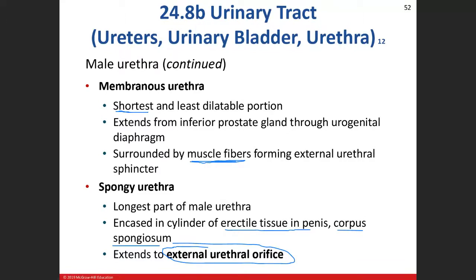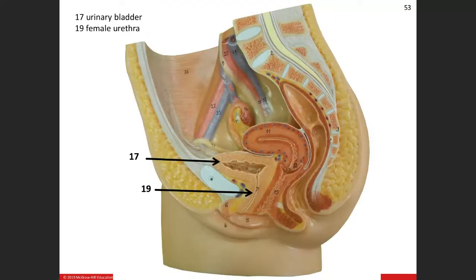So here you can see, for the female portion of this, it's a little bit easier. Just two structures that you have to know: the bladder and the urethra. Easy, right?